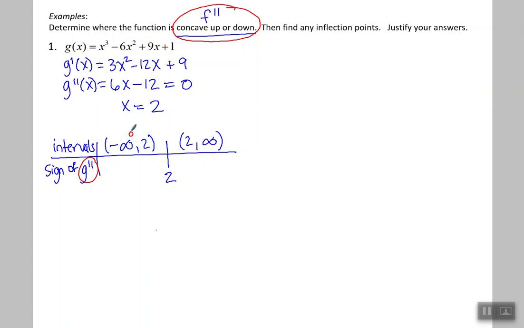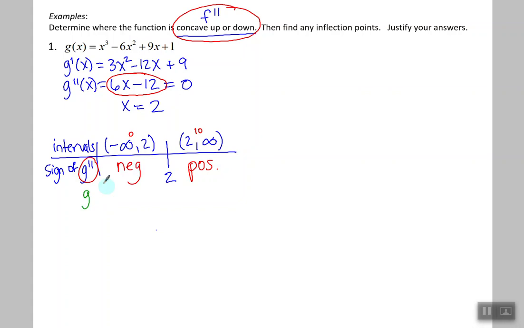Let's pick a test value between negative infinity and 2. 0 is a good one. Plugging in 0 into our second derivative, I get a negative. And then something large on that second interval, maybe 10 would be good, and 10 plugged in gives us a positive. So now I can make my conclusions about the graph of g.